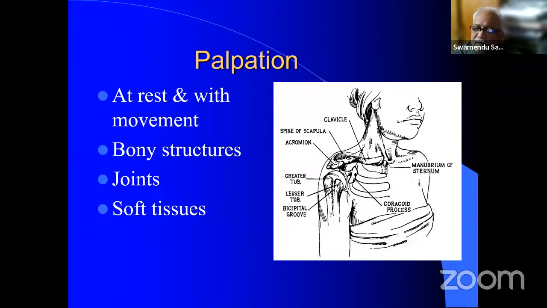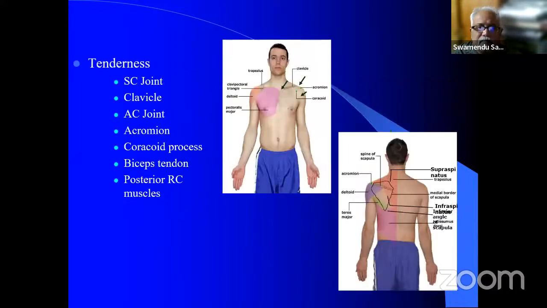So whenever we start palpating for the shoulder, always remember that the patient should sit comfortably on a stool, so that at rest, or with movement, we can palpate everything: the bony structures, the joint, and the soft tissue. So there is a protocol of palpation: we start from the sternoclavicular joint, then you palpate the clavicle, then the AC joint, the acromion, the coracoid process, the biceps tendon, and the posterior rotator cuff muscles. So this is the protocol for how we palpate around the shoulder.